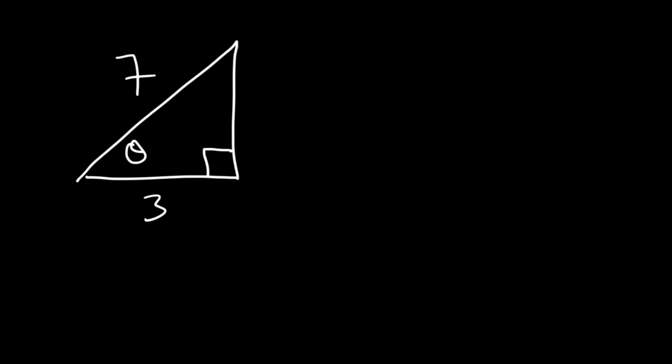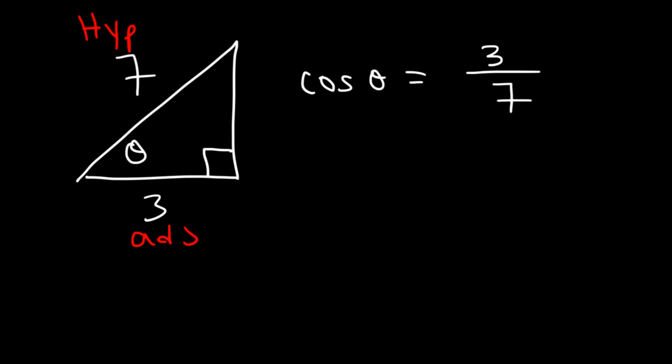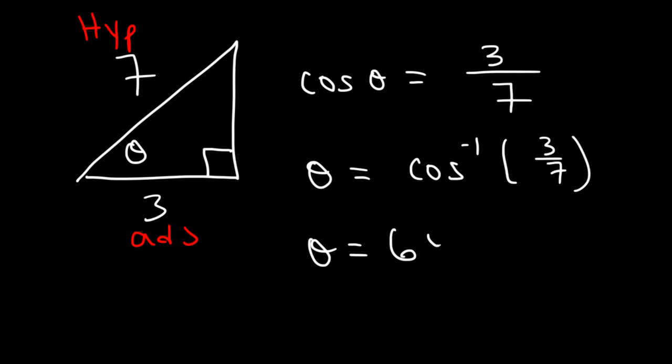So in this case, we have the adjacent side and we have the hypotenuse. So therefore, this is associated with cosine. Cosine theta is equal to the adjacent side divided by the hypotenuse. So if cosine theta is equal to 3 divided by 7, theta is going to be arc cosine 3 over 7. And once again, you have to use a calculator to figure this out, because without a calculator, I don't even know what this answer is. And this is going to be 64.62 degrees.